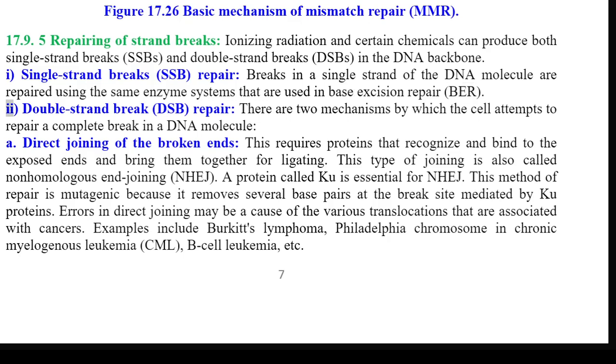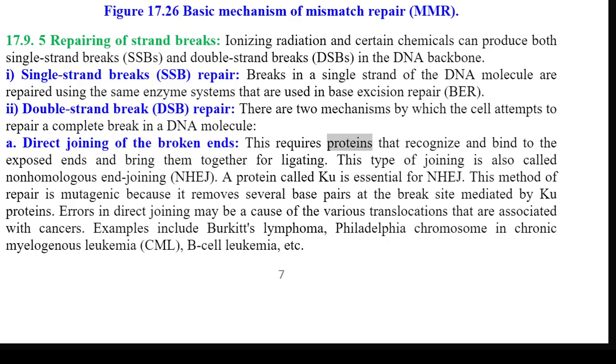2. Double-strand break, DSB, repair. There are 2 mechanisms by which the cell attempts to repair a complete break in a DNA molecule. A. Direct joining of the broken ends. This requires proteins that recognize and bind to the exposed ends and bring them together for ligating. This type of joining is also called non-homologous end joining, NHEJ.